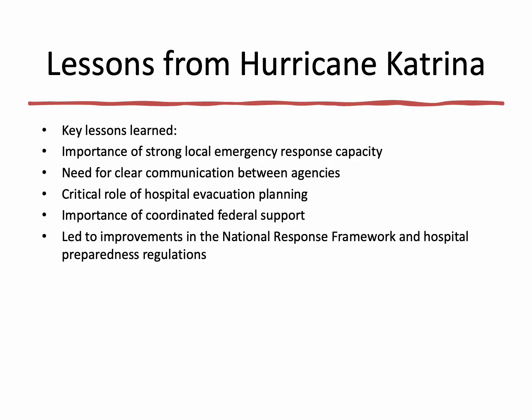One major lesson was the importance of strong local response capacity. Local responders are always the first to arrive, so communities must have well trained emergency services and clear disaster plans. Another lesson involved communication. Katrina showed that agencies must have interoperable communication systems so that police, fire, EMS, hospitals, and government agencies can share information in real time. Hospitals also learned that evacuation planning is critical. Facilities must plan for the worst case scenarios, such as loss of power, water, transportation, and communication.